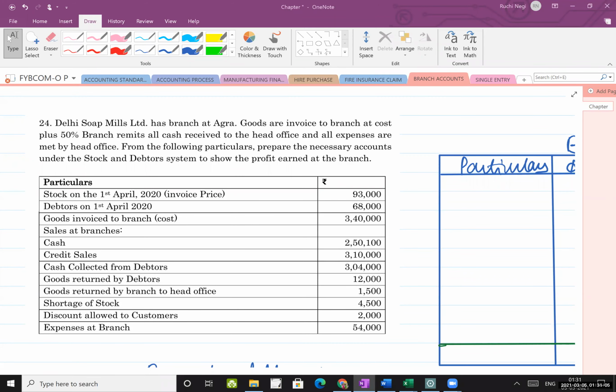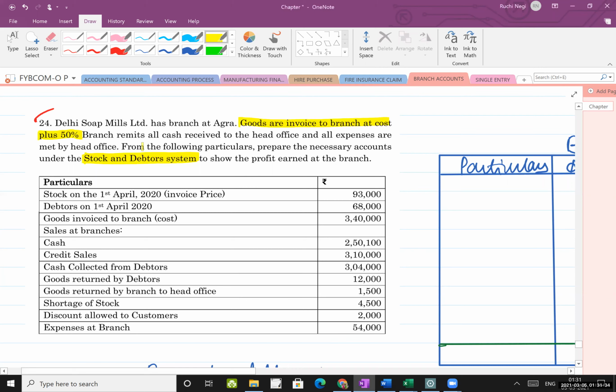Okay, so let us start with question number 24. The question is all about stock and debtors system. Delhi Soap Mills Limited has a branch at Agra. Goods are invoiced to the branch at cost plus 50%. So this is my IP.